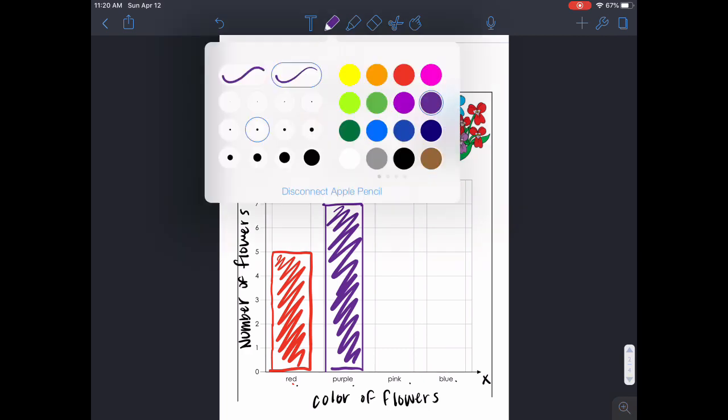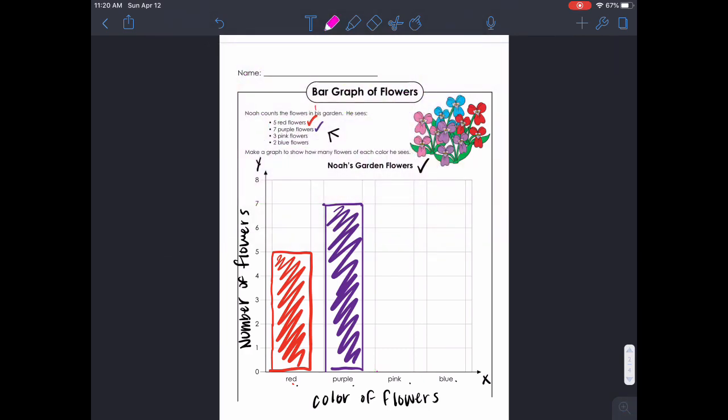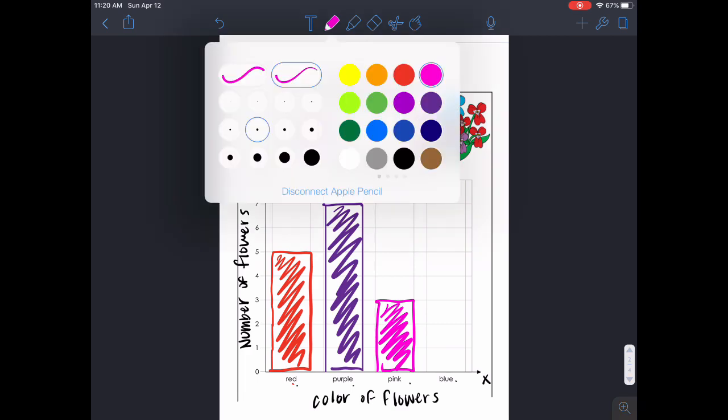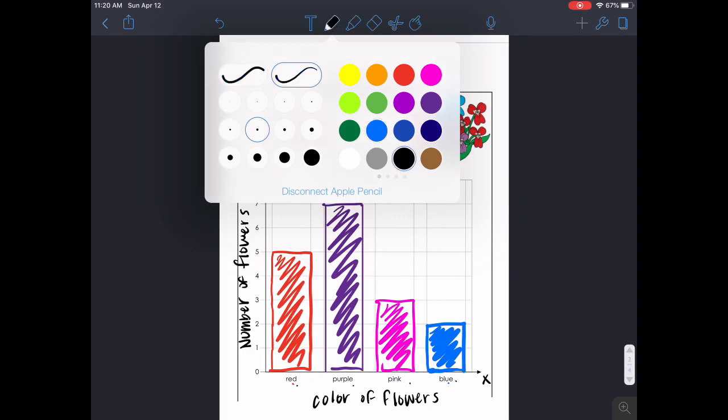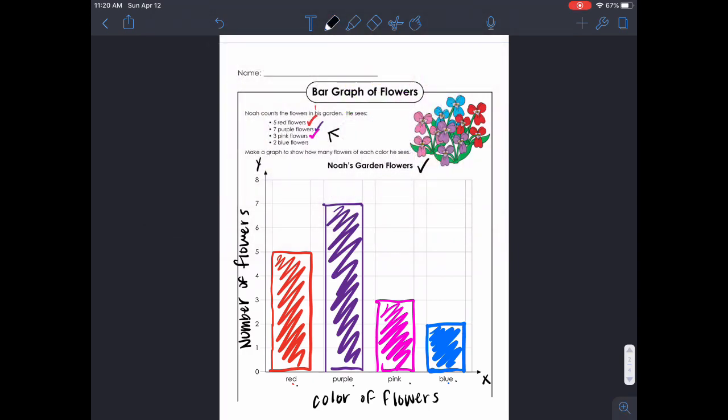Next, he saw 3 pink flowers. So I'm going to go to pink, 1, 2, 3. And then I'm going to go over and down, shade it in, give myself a check mark so I know I did that. And then 2 blue flowers. So I'm going to go to the blue one, 1, 2. And I made a column showing 2 blue flowers. So right there, you can see visually the amount of flowers he saw.